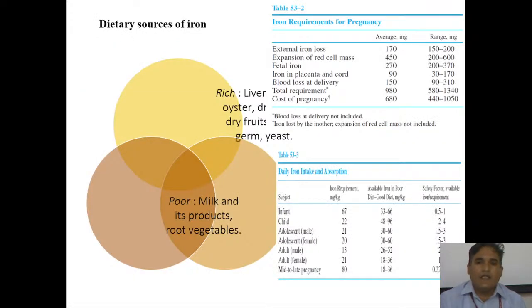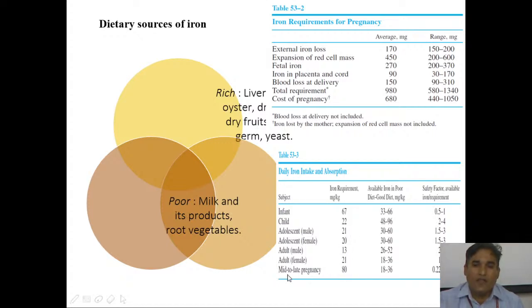Okay, and these are the requirements of daily intake of iron. In infants it is about 67 microgram per kg. In children it is 22, and in adolescent males it is 21. It is somewhat greater in females, and in adult males it is about 30. In adult females it is about 21.